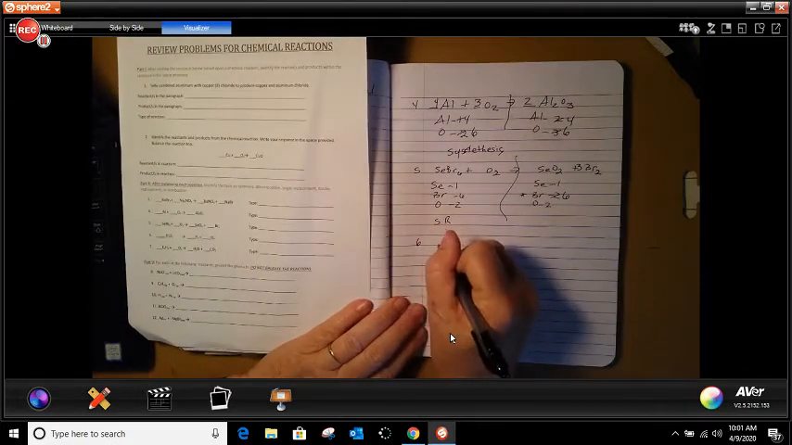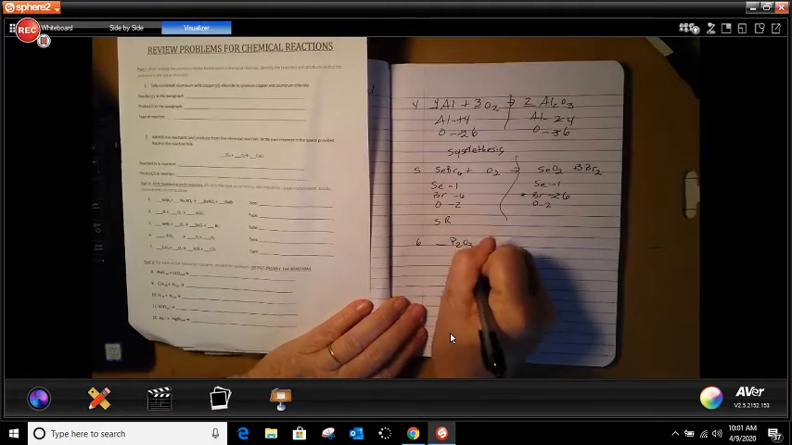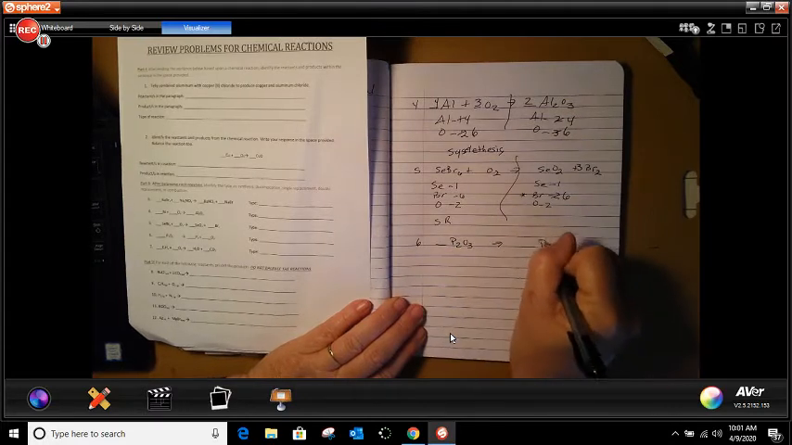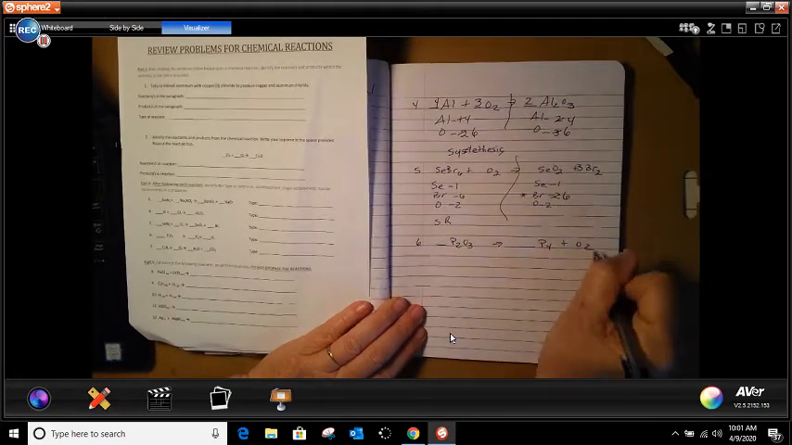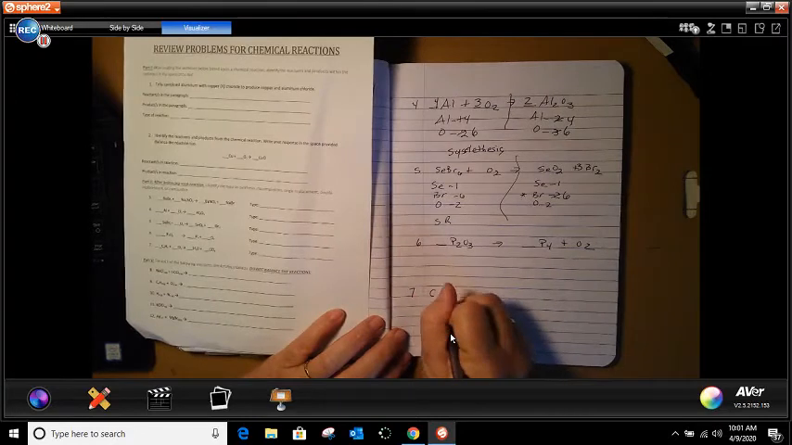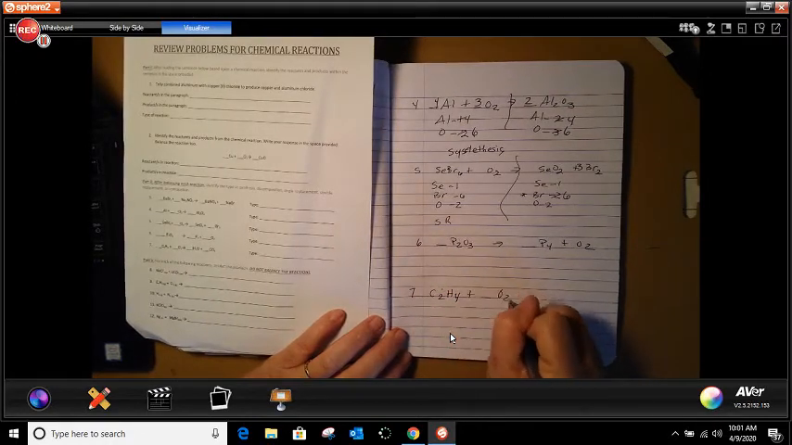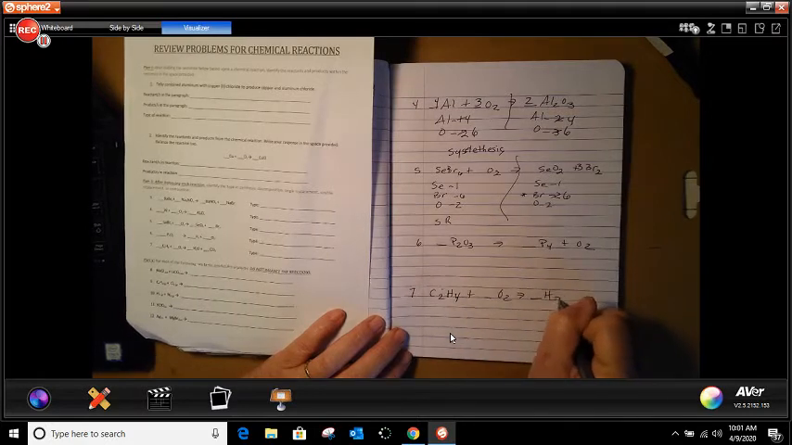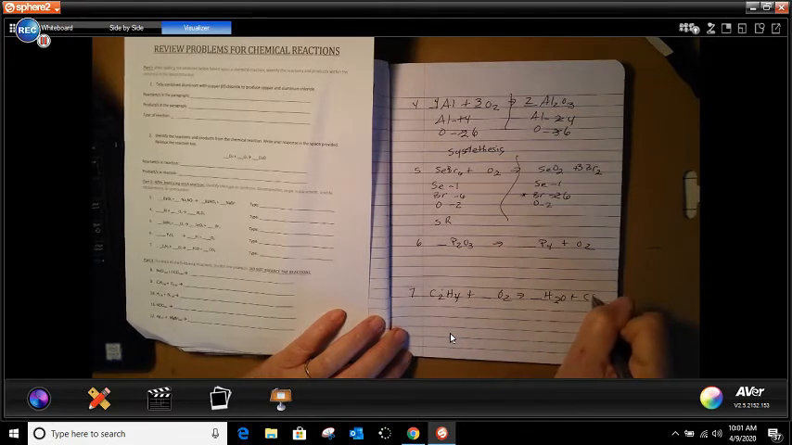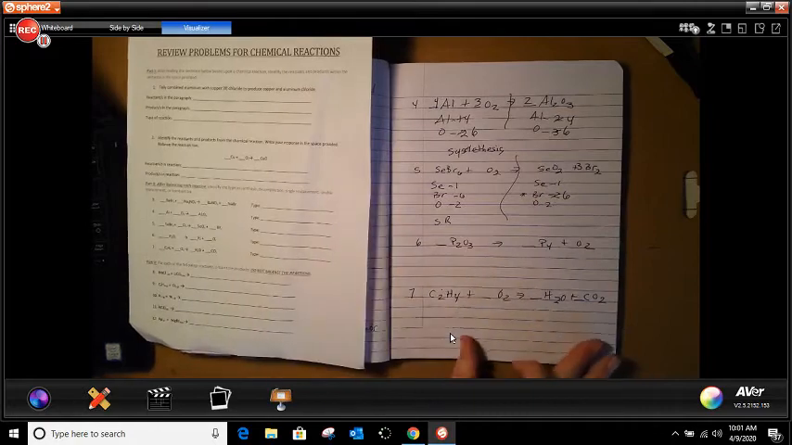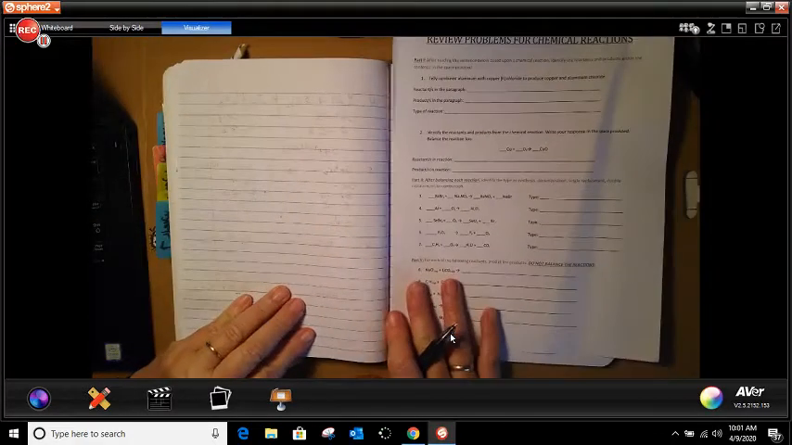Number 6, blank P2O3 yields blank P4 plus O2. 7 is C2H4 plus blank O2 yields blank H2O plus CO2. I'm going to have you do those by yourself and tell me what types they are. And then let's look at number 8.